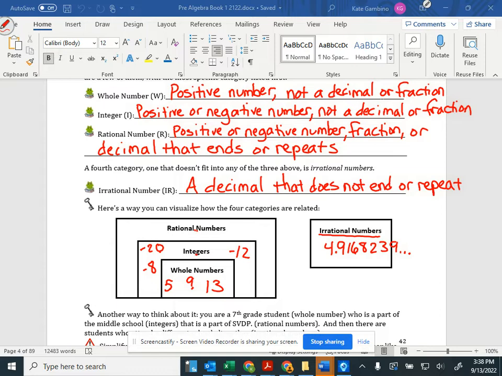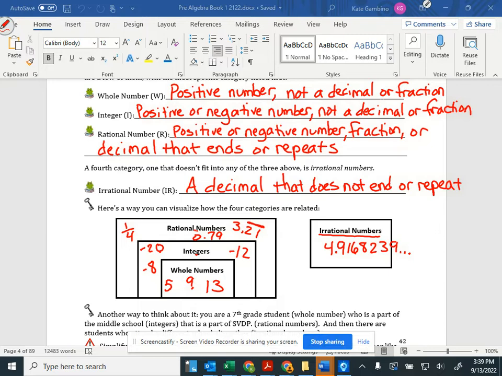So when we get to the rational numbers, it could be something like 1/4. It could be something like 0.79 that ends. It could be something like 3.21 that repeats. That bar above means that it keeps on repeating: 3.21212121. So you can see whole numbers are also integers, also rational numbers. Integers are also rational numbers. And if it is just a rational number, it doesn't fall into the integer or whole number category.